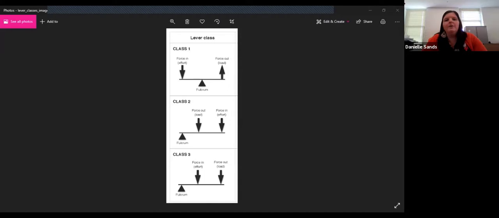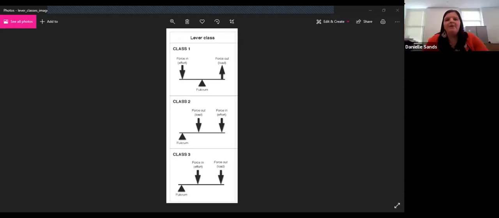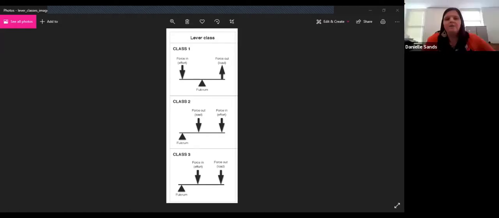Okay, so let's talk about some of the things that you found. What arrows look like for second and third? They look exactly the same. They do. The out and the in is opposite, though. Okay, so what'd you say before that? Wait, for which one?